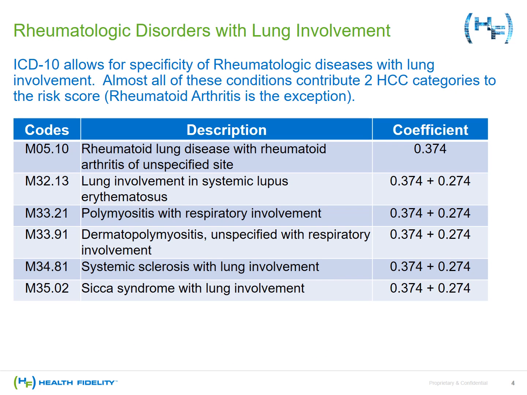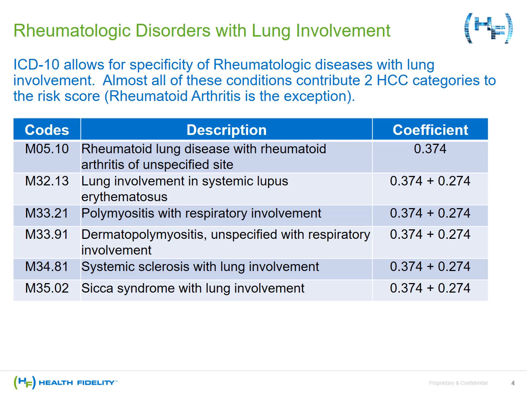The second scenario to review is when you have a rheumatologic disorder with lung involvement. ICD-10 provides specific diagnosis codes for rheumatologic diseases with lung involvement. Almost all of these conditions will contribute 2 HCC categories, or 2 coefficients, to the risk score, with the exception being rheumatoid arthritis. As you can see in the table below, rheumatoid lung disease with rheumatoid arthritis of an unspecified site will yield a single coefficient of 0.374.